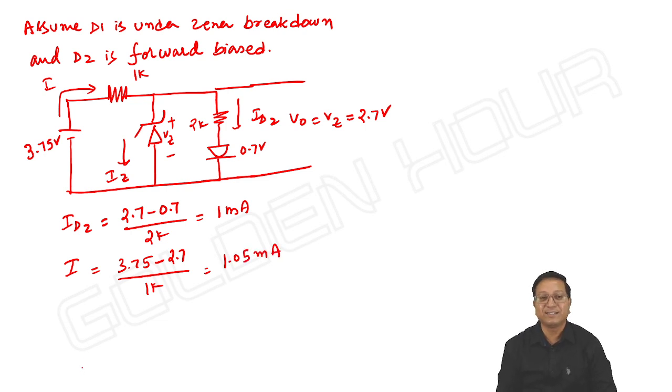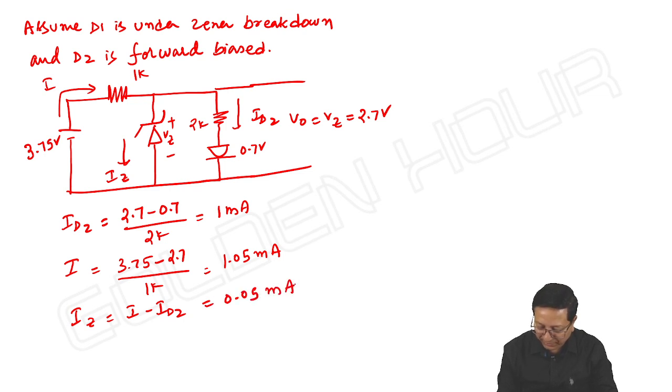What about IZ then? IZ is positive, ID2 is positive, and IZ plus ID2 is I, which is greater than IZ or ID2. So IZ is equal to I minus ID2, which is 0.05 milliampere. That's it. Yes, everything is fine. That's what we have been doing every time.